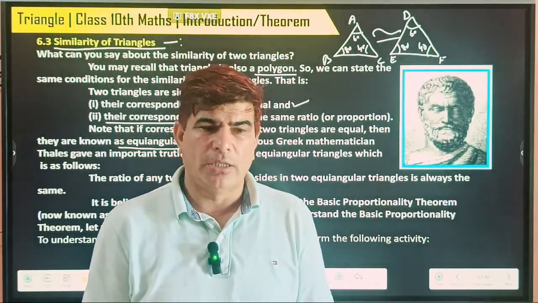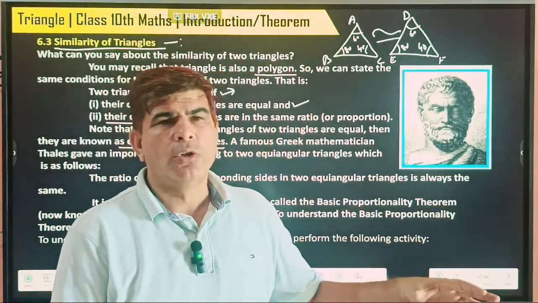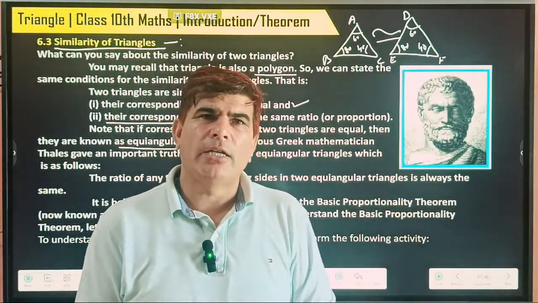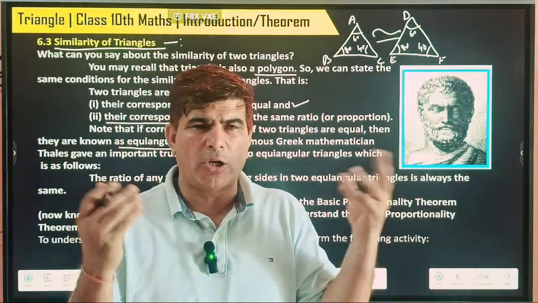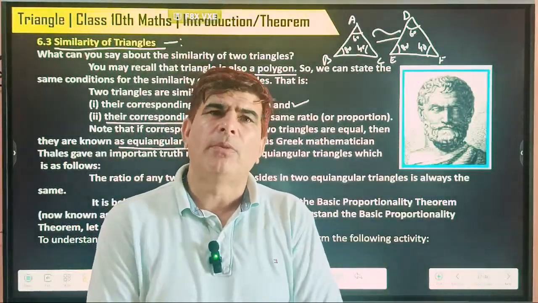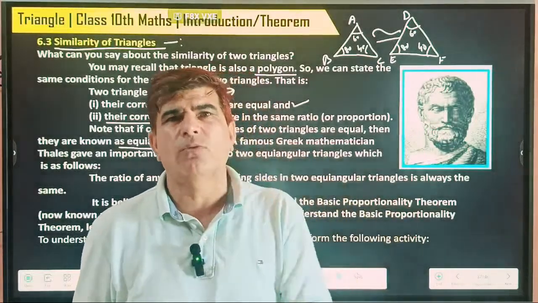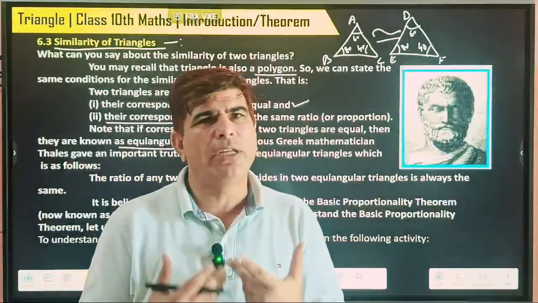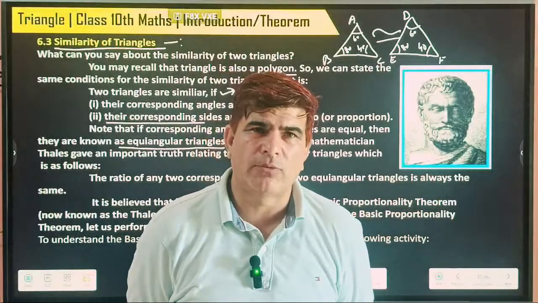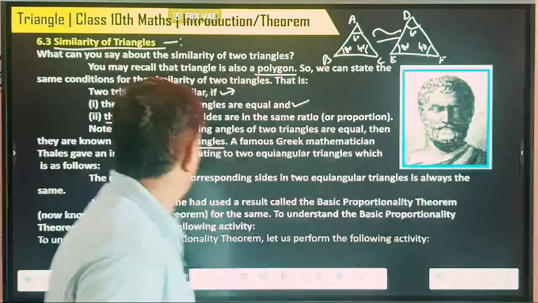What does it mean? It means this: if we take two triangles and we can prove their corresponding angles are equal, then their corresponding sides automatically become in the same ratio. So if we can prove the corresponding angles of two triangles are equal, then directly we can say these are similar. So it means Thales has reduced our work.